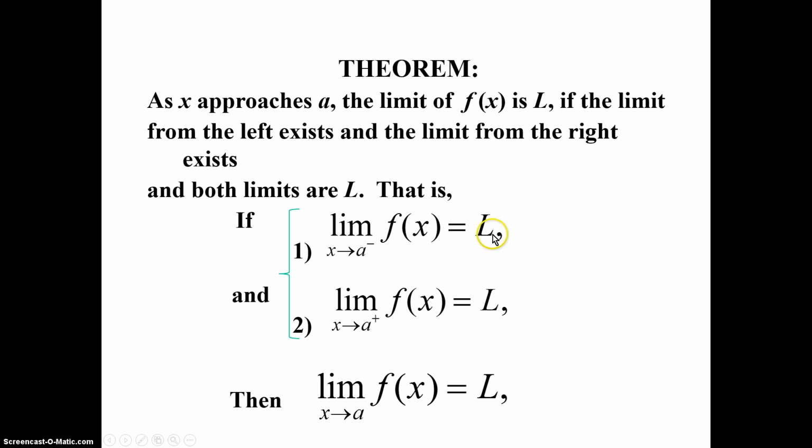So in other words, if both of these are the same value, then your overall limit is the same value. However, if for case 1, from the left-hand side, your answer was 5, and for case 2, from the right-hand side, your answer was 6, then since 5 and 6 are not equal to each other, your limit overall would be does not exist. So this is a very important theorem, and you use it a lot with piecewise functions or graphs that are provided to you.